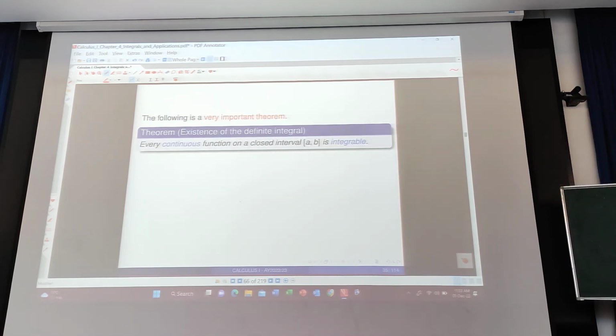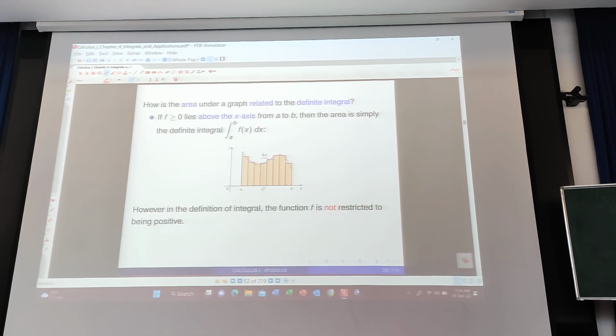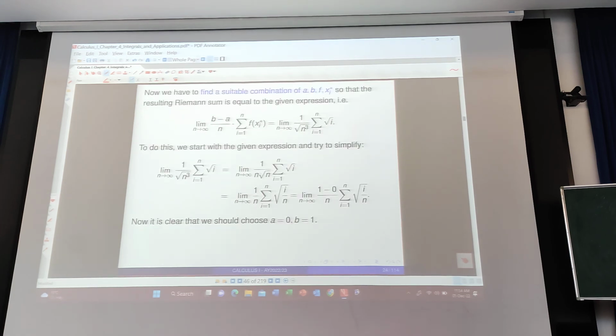Now, the most important on the existence of the definite integral. You can ask, when does the definite integral exist? The answer is simple. It exists if and only if the limit of the Riemann sum exists. Next question. When does the limit exist? The answer is simple. We don't know. Làm sao biết được khi nào limit nó tồn tại?